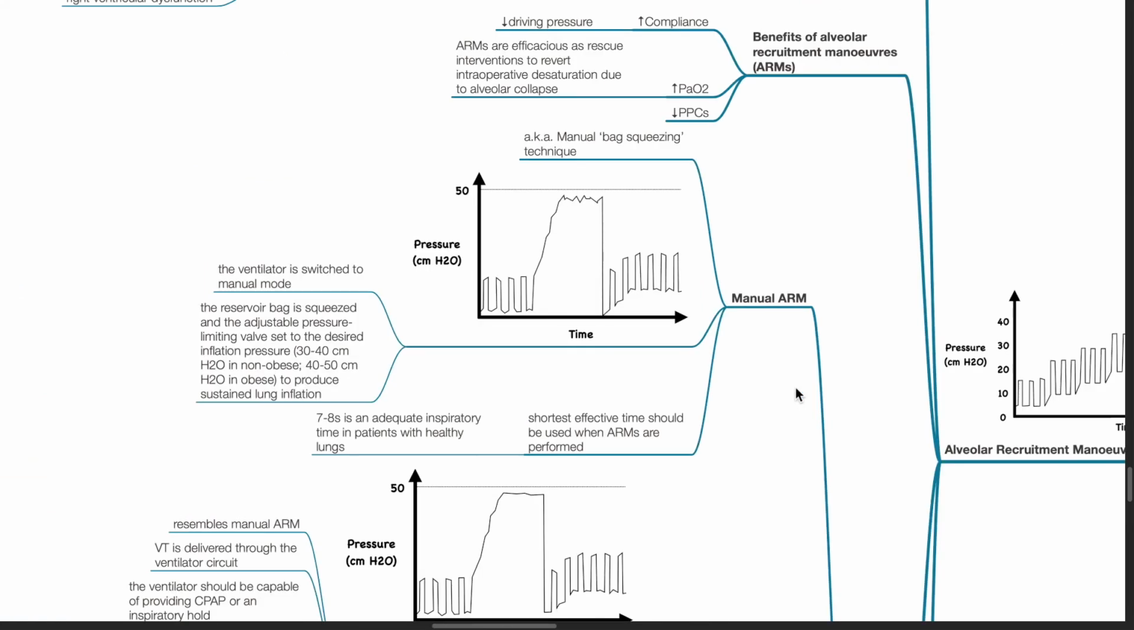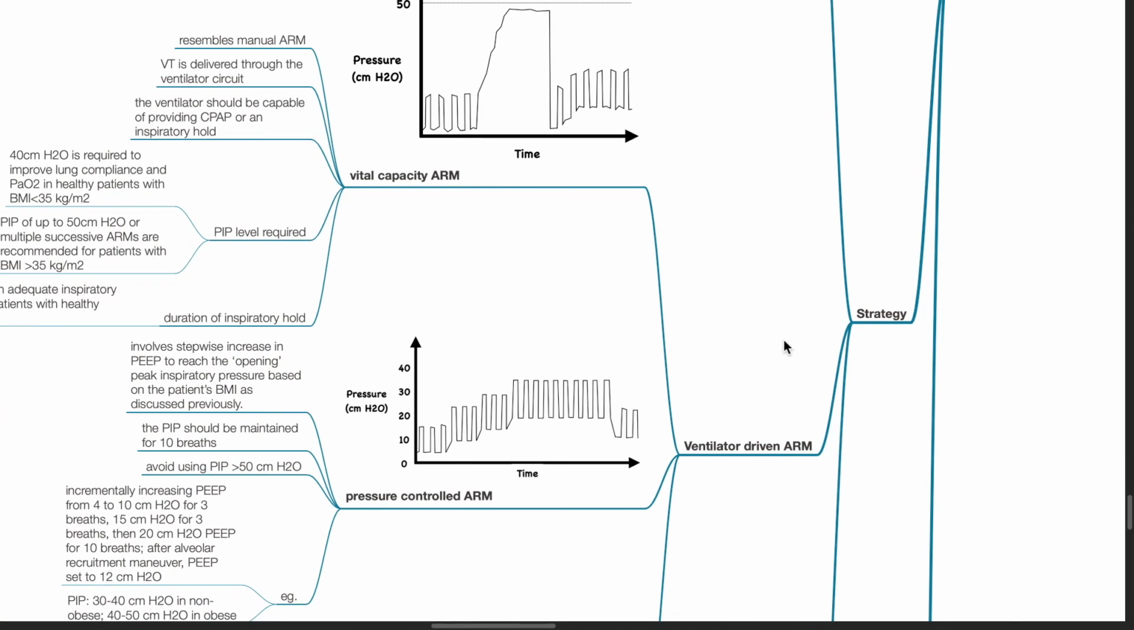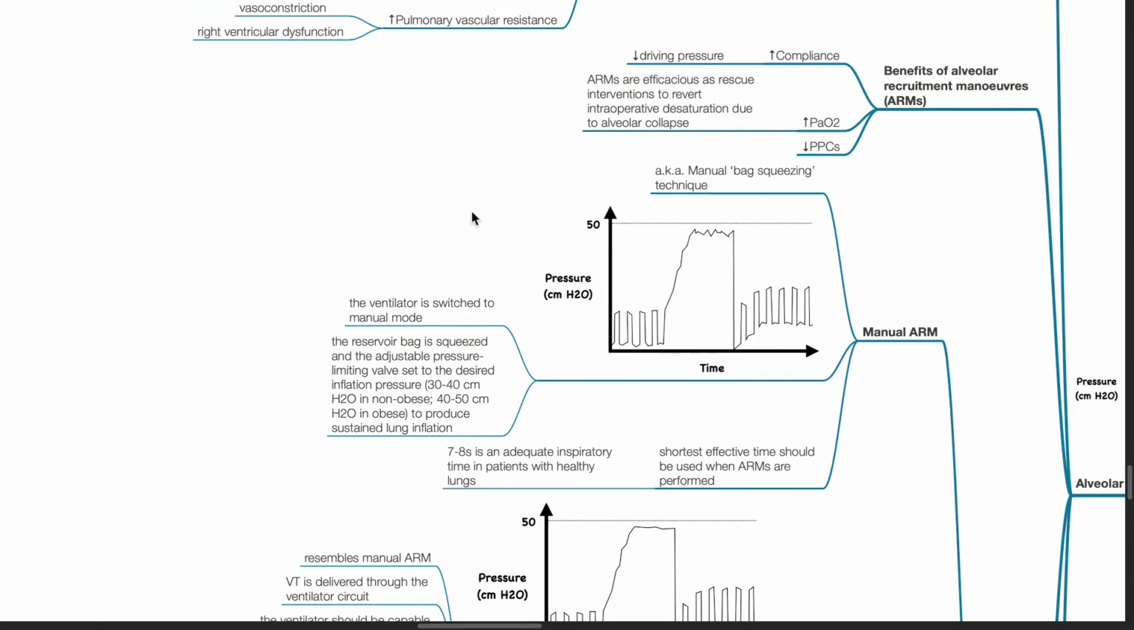Strategies. ARMs can be classified as manual ARMs and ventilator-driven ARMs. Manual ARMs are also known as the manual back squeezing technique. In an example of this maneuver, the ventilator is switched to manual mode, the reservoir bag is squeezed, and the adjustable pressure limiting valve is set to the desired inflation pressure of 30 to 40 cm H2O in non-obese and 40 to 50 cm H2O in the obese to produce sustained lung inflation. The shortest effective time should be used when ARMs are performed. 7 to 8 seconds is an adequate inspiratory time in patients with healthy lungs.